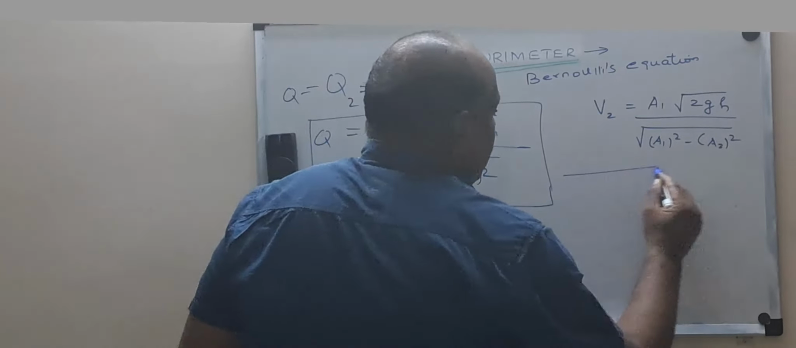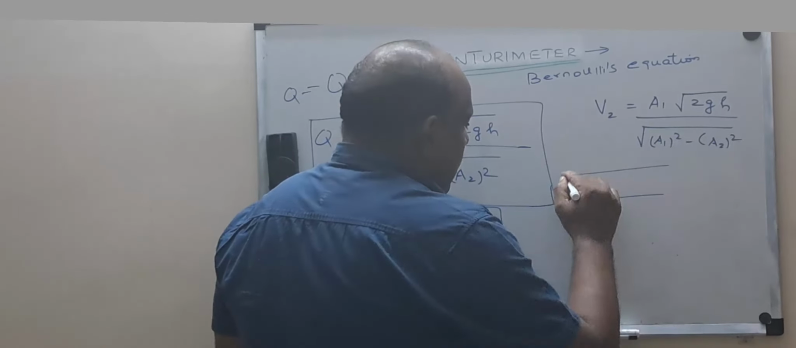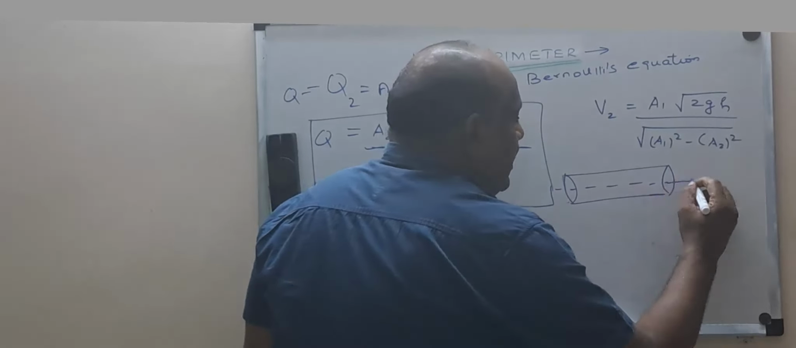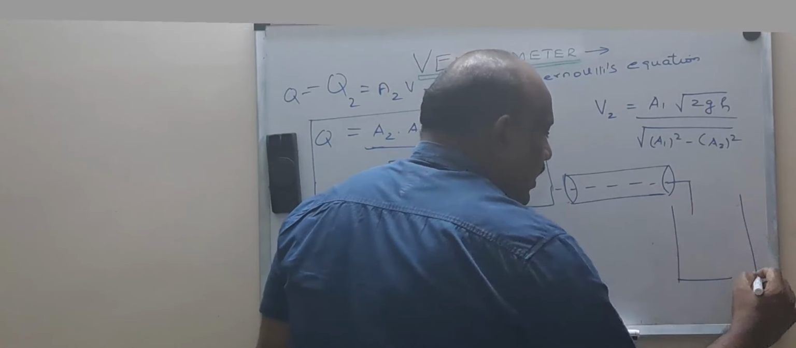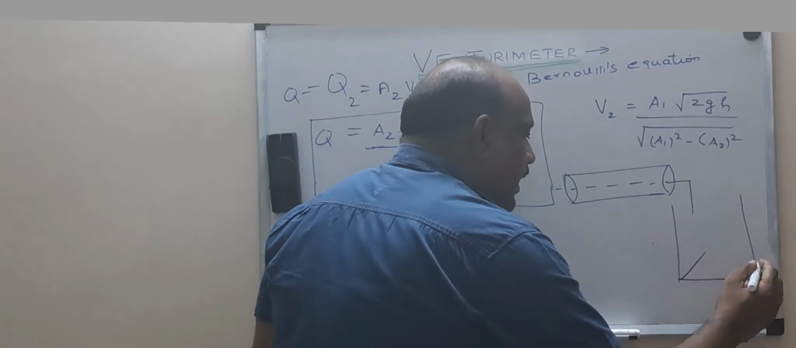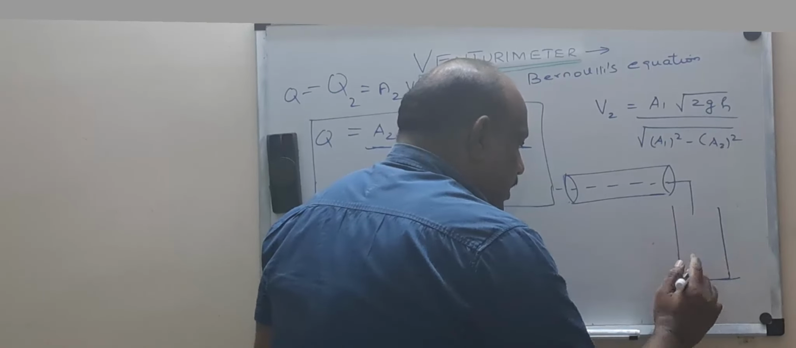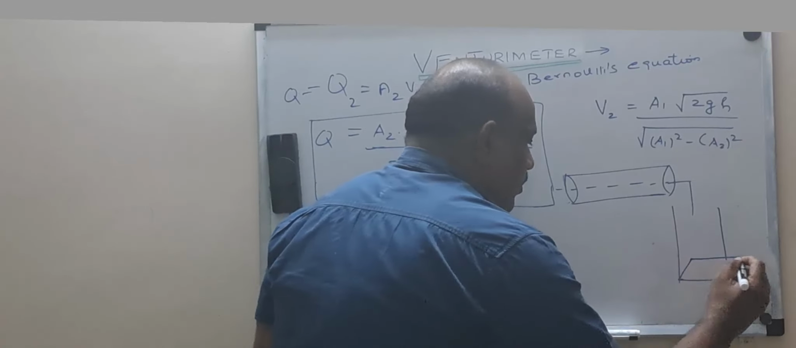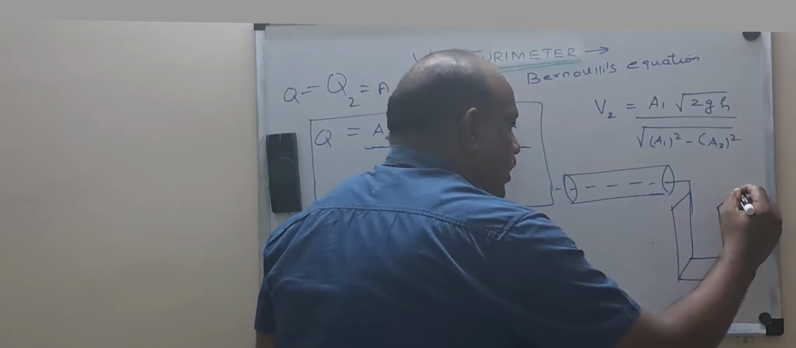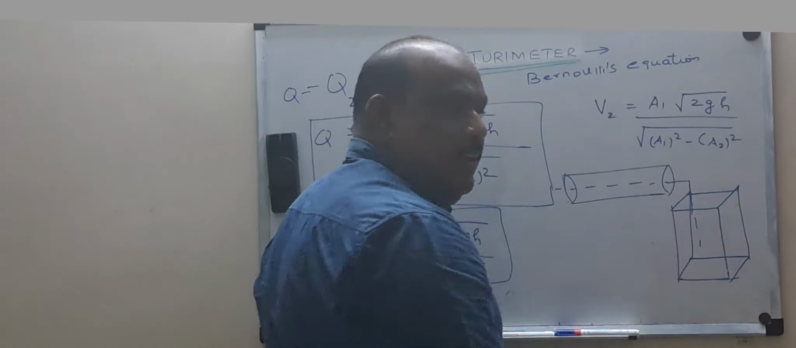Now the flow is happening through a pipe. It is coming from the inlet. If you want, I can draw it like this. Imagine the pipe is coming and is open here. What you can do is collect this water in a tank. Let us assume a rectangular tank instead of a square tank. So I am trying to collect the water in a collecting tank.